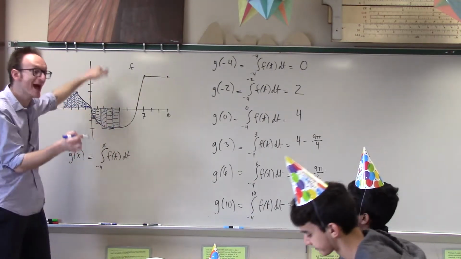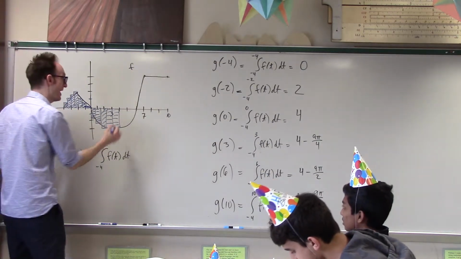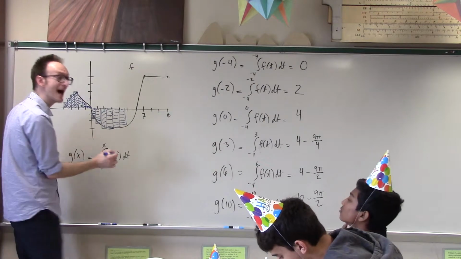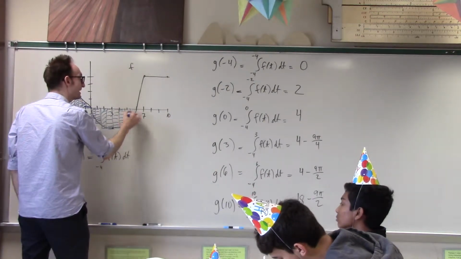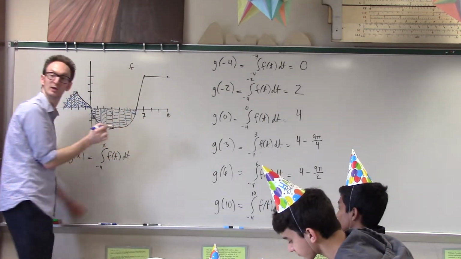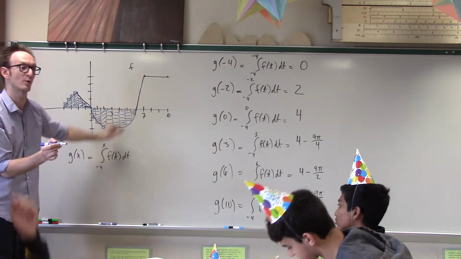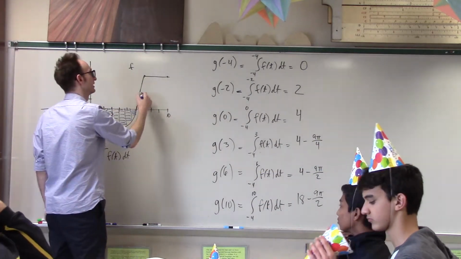Like how negative it is or something like that, right? When it's a big negative rectangle, G decreases a lot. But when I only add a tiny negative rectangle, G changes less quickly because I only made it a little bit more negative. Okay, now we're back over here.